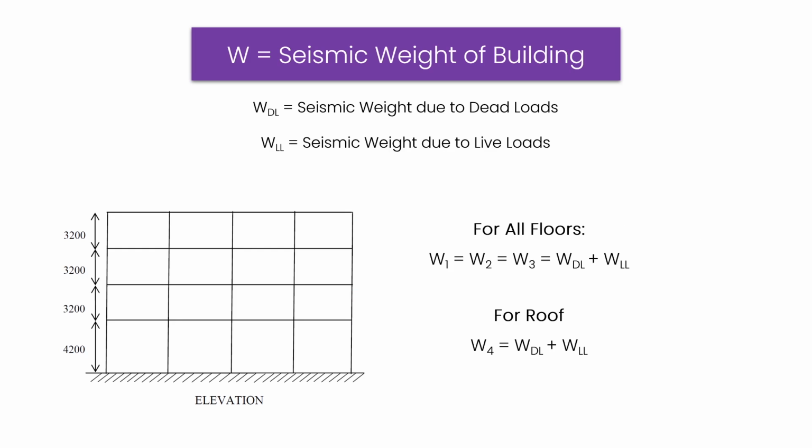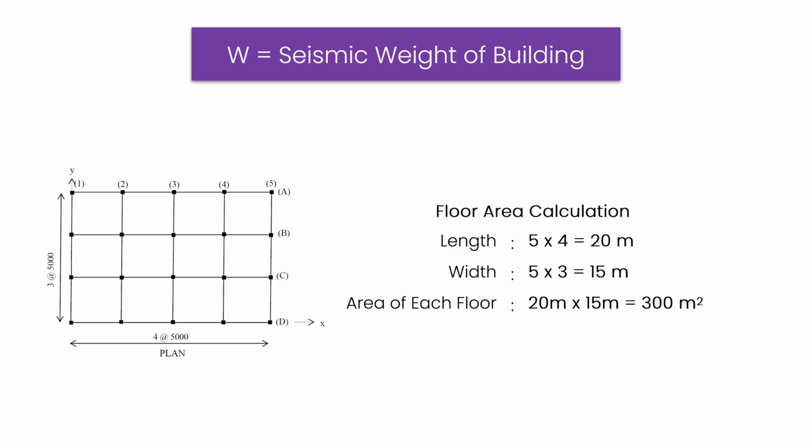And it's quite understandable that the value at W1, W2 and W3 will be the same, because for all floors, the values have been given the same. However, for roof, it will be different, because for roof, both the dead load as well as the live loads are different. So all we have to do is calculate 2 values, one for all the floors and one for the roof. In order to calculate those weight values, we have to first calculate the area of the building.